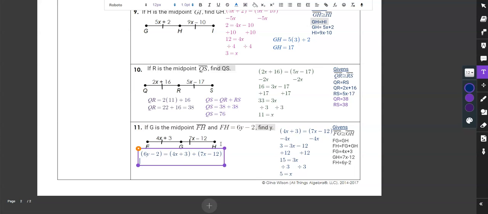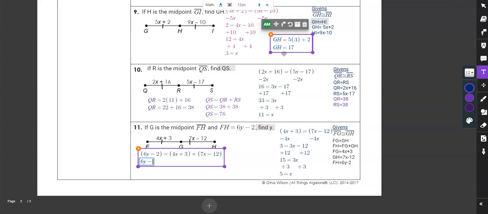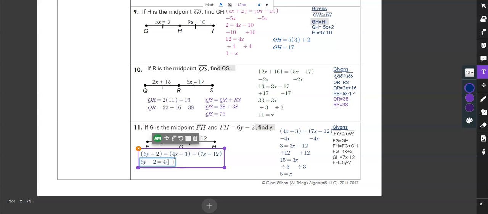Now, since we already know what x is, we can take our 6y minus 2 and keep that the same on this side. So 6y minus 2 will not be changing. I am going to substitute in here. So we have 4x plus 3 plus 7x minus 12. So I'm just going to go ahead and substitute in a 5 everywhere there's an x. So everywhere there's an x, I'm going to replace that with a parentheses and 5.